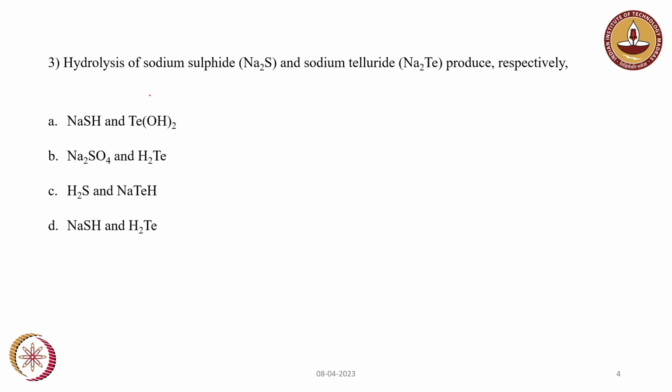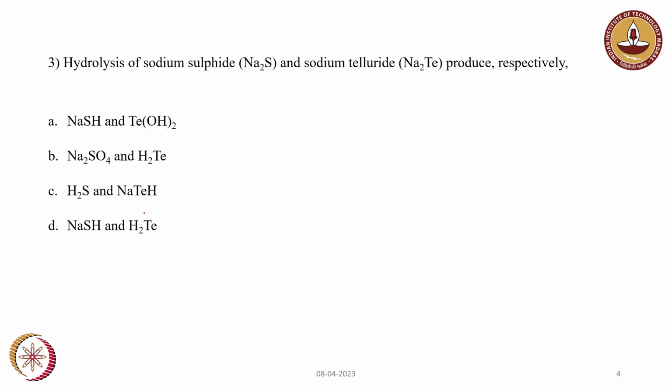The next question is: hydrolysis of sodium sulfide Na2S and sodium telluride Na2Te produce, respectively. Option A is NaSH and TeOH twice. Option B is Na2SO4 and H2Te. Option C is H2S and NaTeH. And option D is NaSH and H2Te.